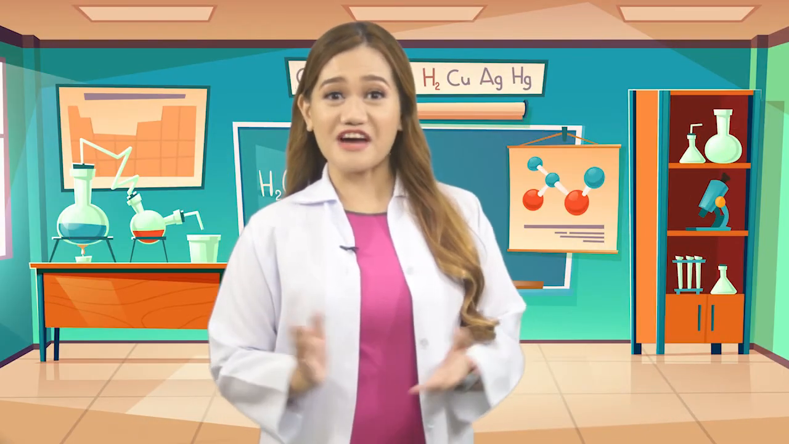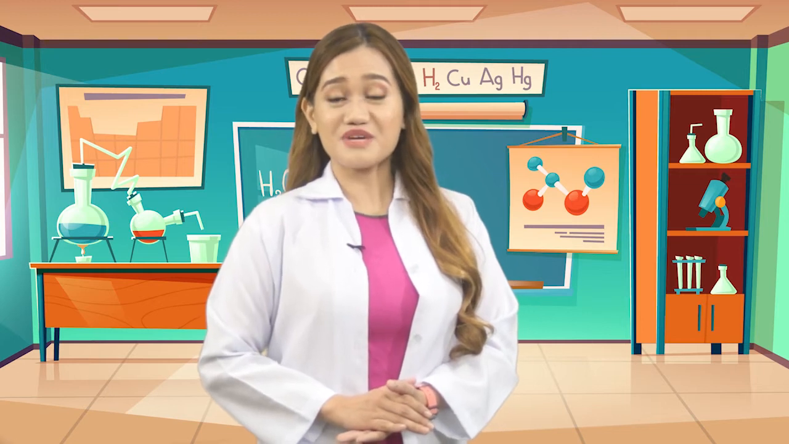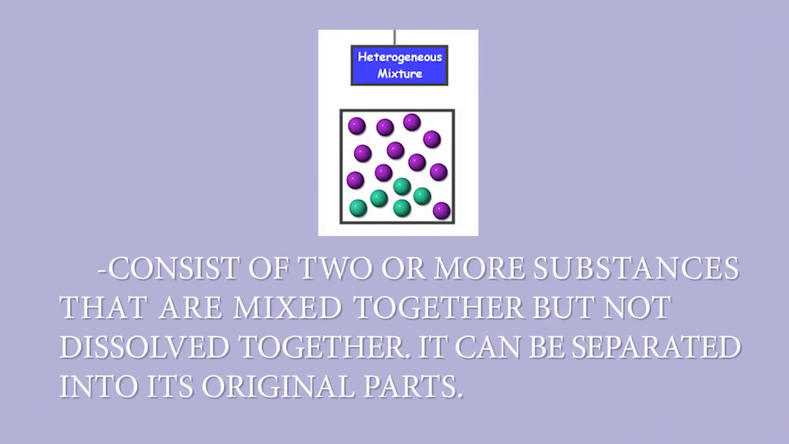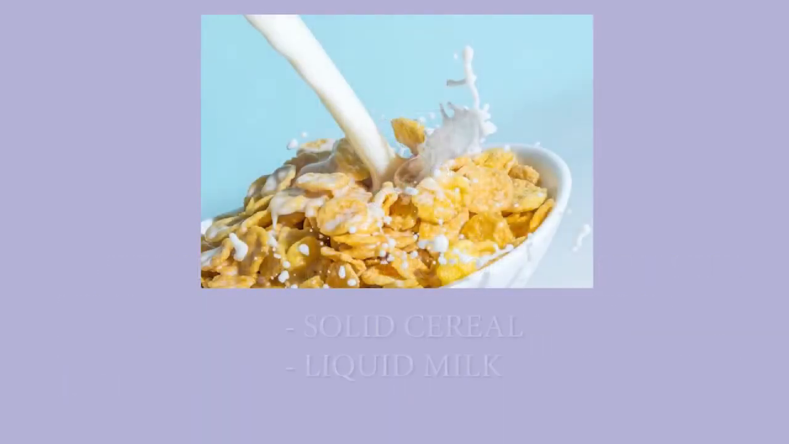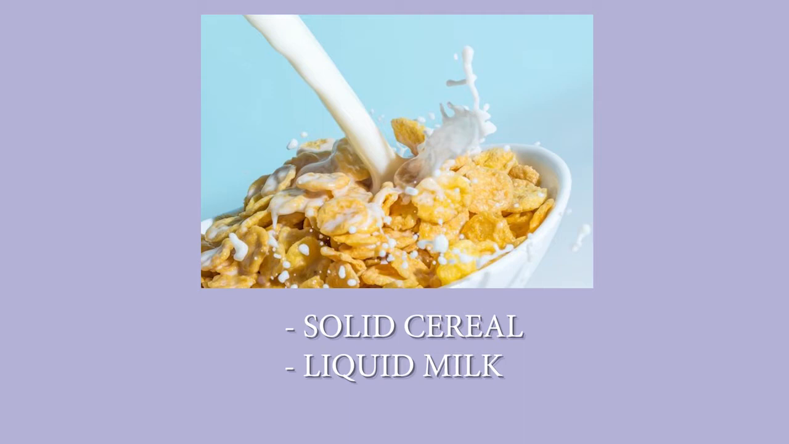How about the definition of heterogeneous mixtures? A heterogeneous mixture consists of two or more substances that are mixed together but not dissolved together and can be separated into its original substances. Cereal in milk is a great example of a heterogeneous mixture. It consists of a solid cereal in liquid milk.